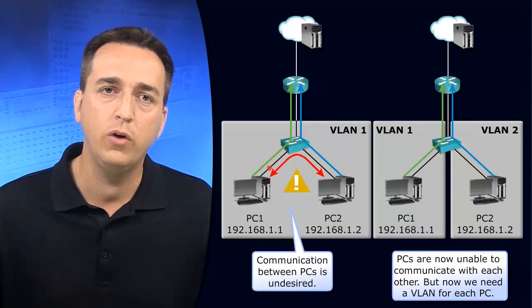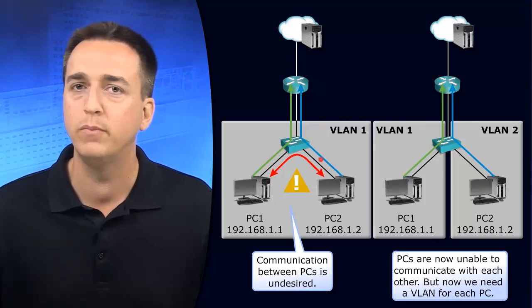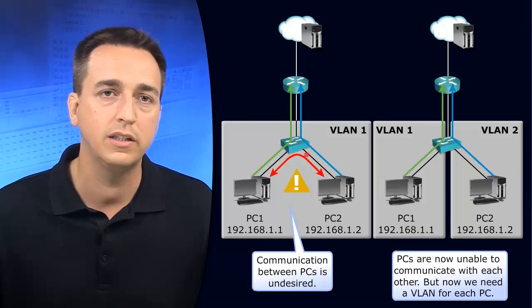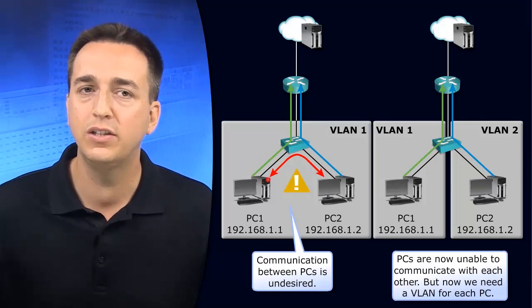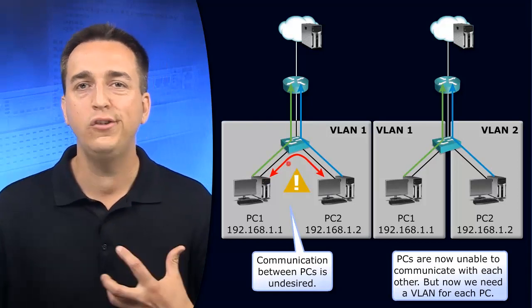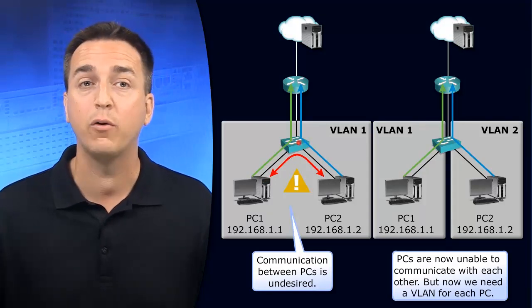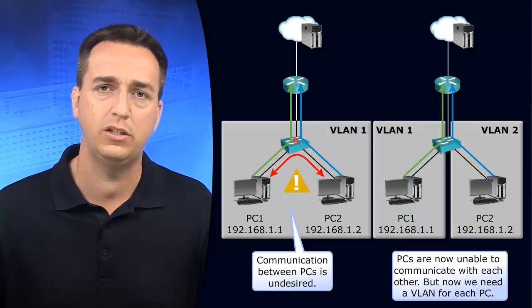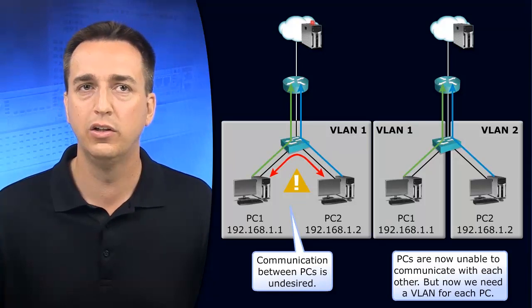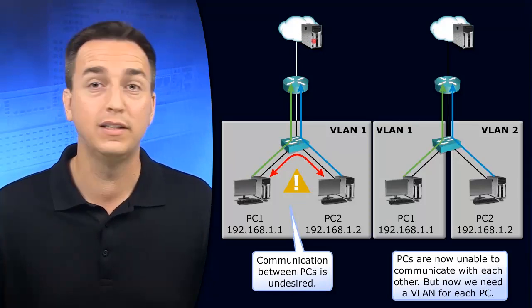So if PC1 tries to send traffic to PC2, nope, it's stopped. PC2 tries to send traffic to PC1, it's stopped as well. So we do not desire the communication between PC1 and PC2. However, we still want to make sure that PC1 and PC2 can access the server that is up here.